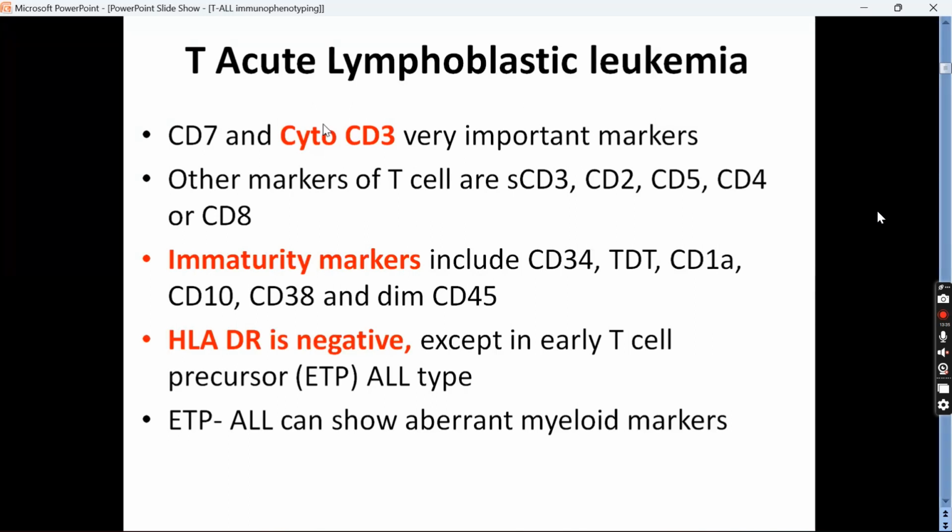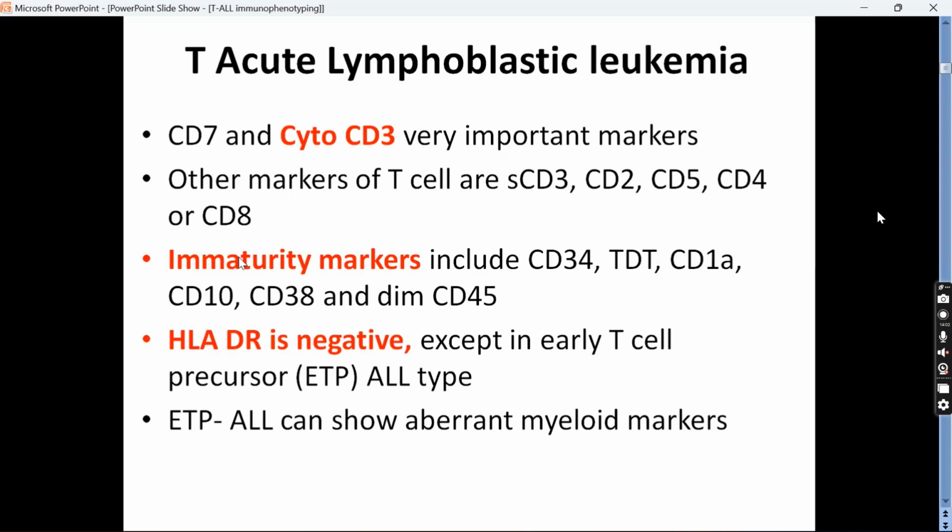Okay, the other markers of T cells, you know, surface CD3, CD2, CD5, CD4, CD8. These are other markers which support the diagnosis of T acute lymphoblastic leukemia, since these are all lineage associated markers. Of course CD7 is also a lineage associated marker, but in the setting of T-ALL, CD7 is more likely positive.